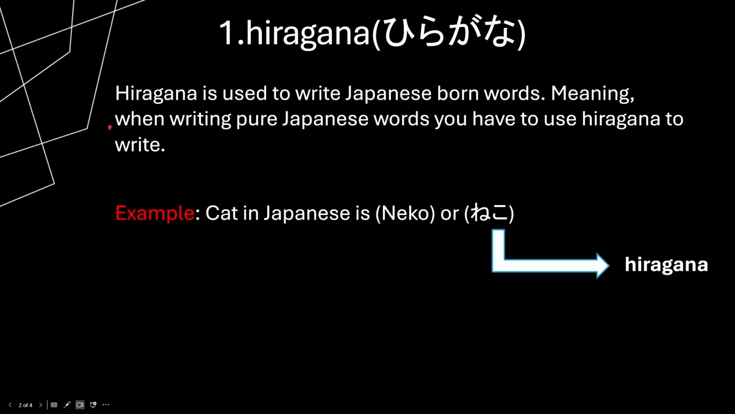The definition of hiragana is that it is used to write Japanese-born words, meaning when writing pure Japanese words you have to use hiragana. For example, cat in Japanese is neko, and this is the hiragana version of neko. Because neko is a pure Japanese word, we cannot write it in other forms of Japanese, for example katakana. We have to write it in hiragana. So let's get into the actual hiragana.